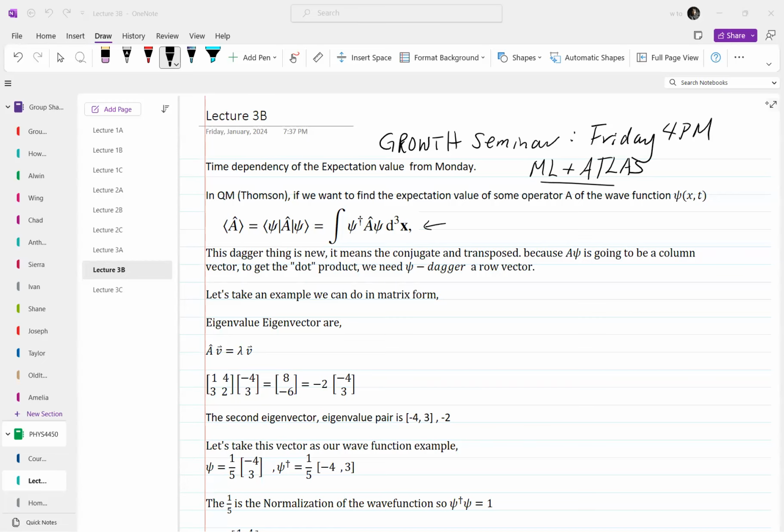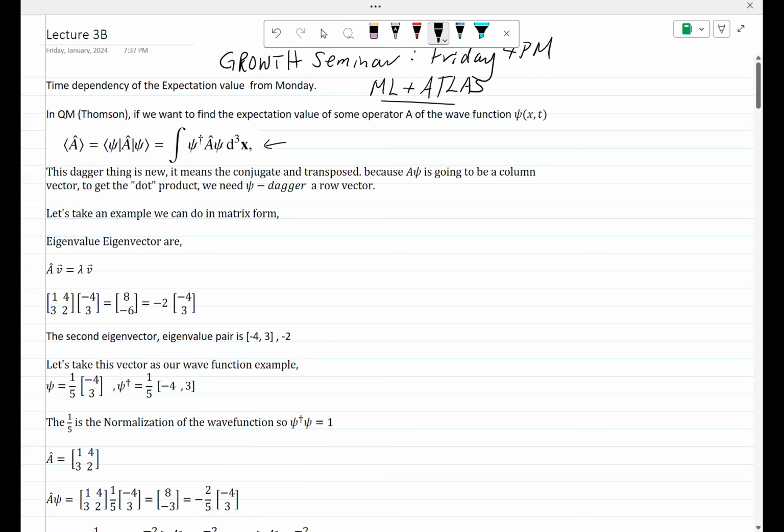Okay, let's maximize this. So last time I tried to get through the time derivative of this expectation value towards the end of the lecture, but I think it's a good idea for us to get a better sense of what this expectation value operation is actually doing. In Thomson, when he writes the expectation value, he puts these little alligator brackets around it, and this is known as bracket notation.